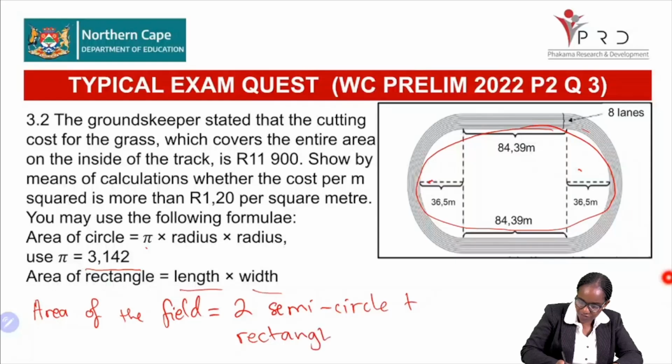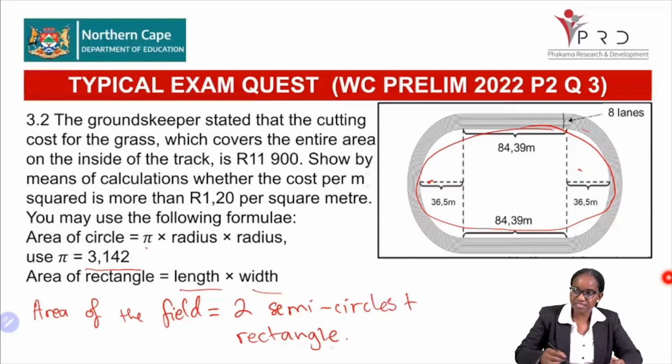So in order for us to get the area of this whole field, we have to find the area of the 2 semicircles, this one on our left and the one on our right, and then the rectangle. Right, let's move.